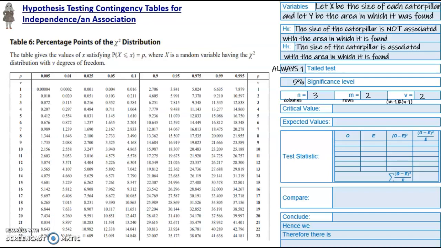For the critical value, we're using table 6, the percentage points of the chi-squared distribution. I've just worked out that my degrees of freedom are 2, so I'm looking along this column here, and I have a 5% significance level. We're always looking at the upper tail for the chi-squared distribution, so despite looking for the 5% significance level, we're using 0.95 as our p-value. I read down and find where those two cross, and I get a critical value of 5.991.